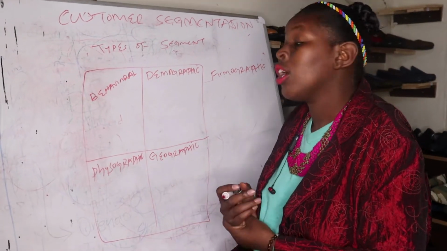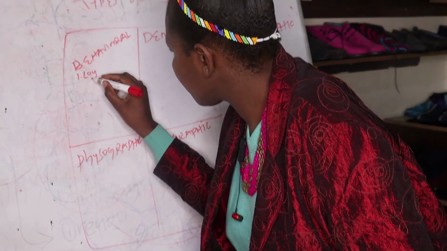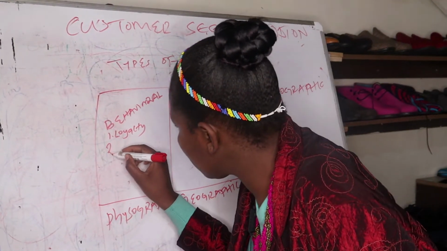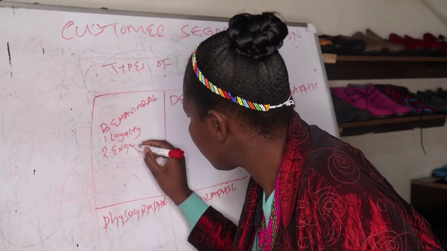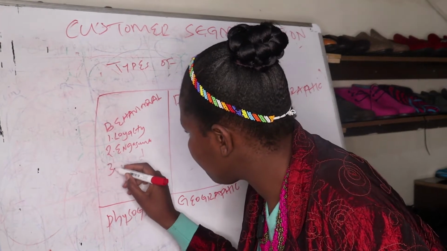So, for example, you could decide to do a segment with things like, let's say, loyalty. Number 2, decide to do what? The engagement. And number 3, you decide to do what? With usage.